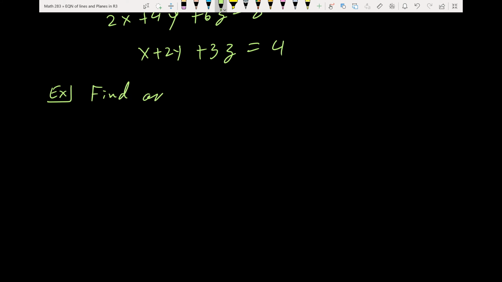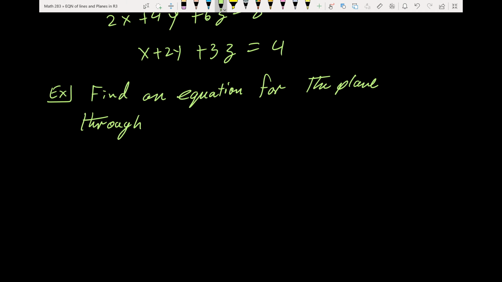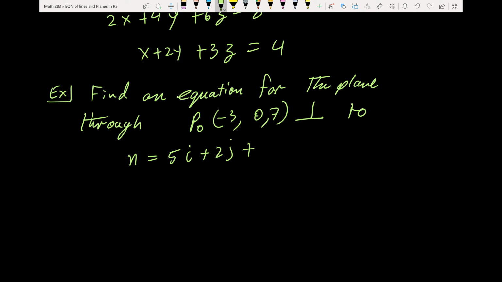Find an equation for the plane through the point P naught, which is 3, 0, 7, perpendicular to this vector 5i plus 2j plus k.